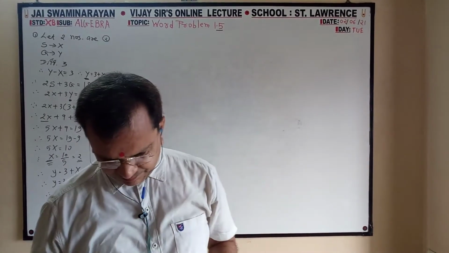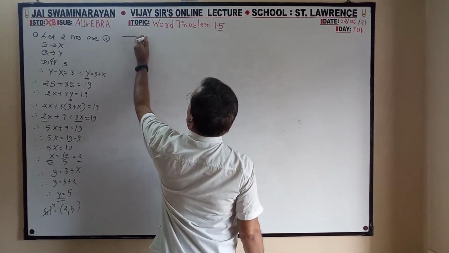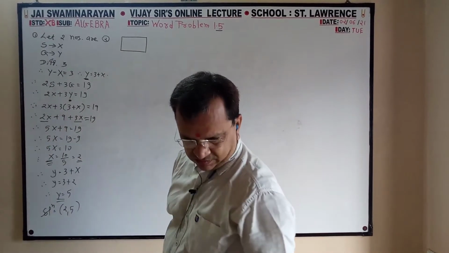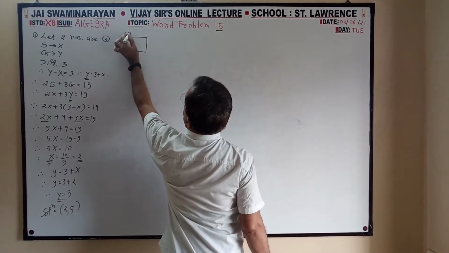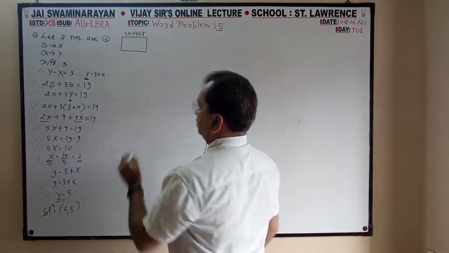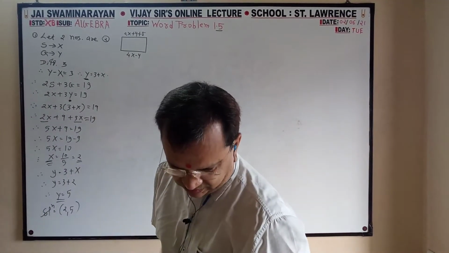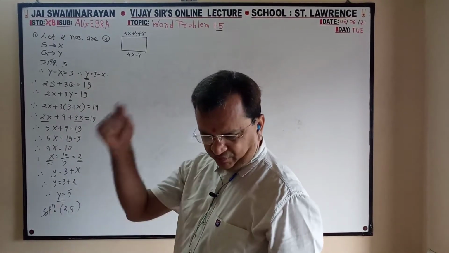Second sum. A rectangle is given. The sides are 2x plus y plus 8, and opposite 4x minus y. We have to find the perimeter, the area, the length, and the breadth.